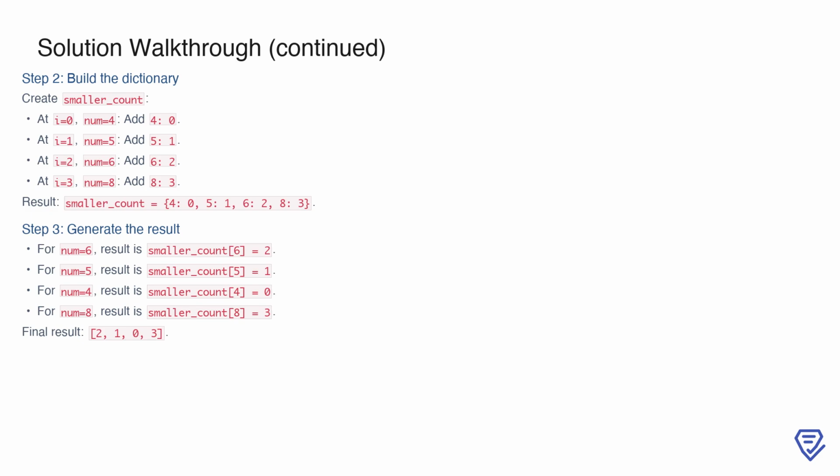Using this dictionary, we generate the result array by looking up each number in the original array. For the first number, 6, the dictionary gives us 2, so the result is 2. For the second number, 5, the dictionary gives us 1, so the result is 1. For the third number, 4, the dictionary gives us 0, so the result is 0. And for the last number, 8, the dictionary gives us 3, so the result is 3. Combining these, the final result array is [2, 1, 0, 3].